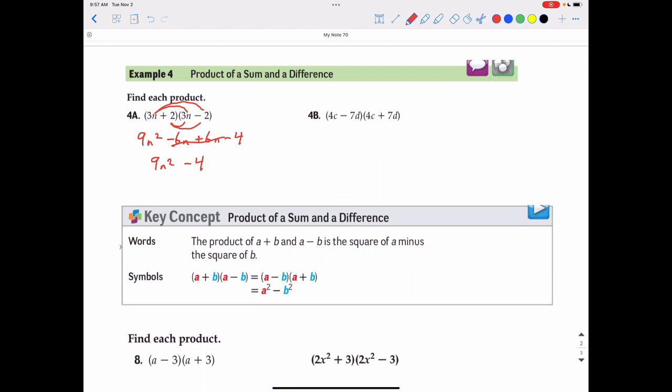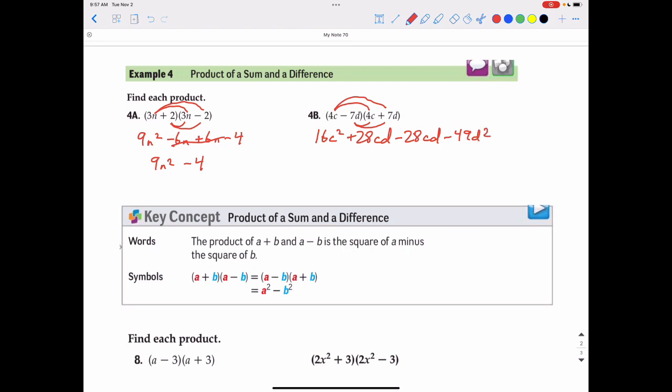4b is similar to that. We have the same terms, but one of them is negative and one of them is positive. So if I double distribute that, I have 4c times 4c is 16c squared. 4c times 7d is 28cd. Negative 7d times 4c is negative 28cd. And negative 7d times positive 7d is negative 49d squared.